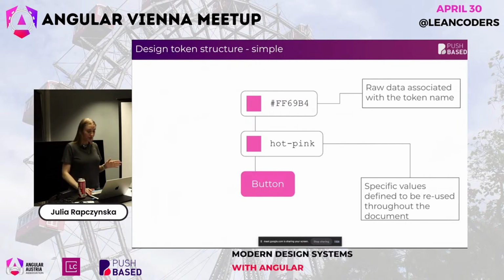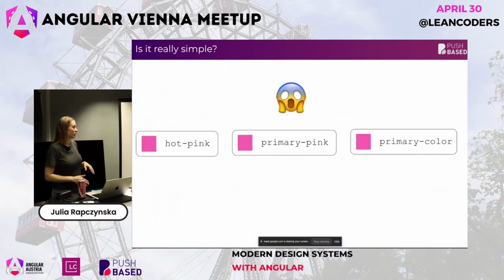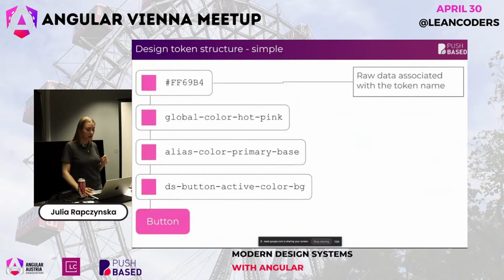This is okay. But what if you have an application where you have the hot pink color defined, then you have the primary pink and the primary color? Which one would be the primary color, which one would be the hot pink, and which one would be the primary pink here? So when we are talking about design system tokens, the good approach is to use a few more layers of abstraction when defining those tokens.